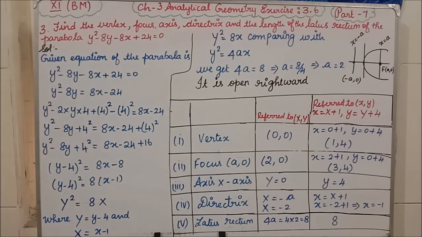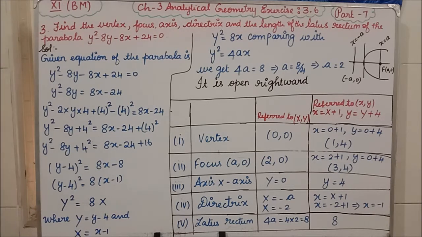Listen to the question. Find the vertex, focus, axis, directrix and the length of the latus rectum of the parabola y square minus 8y minus 8x plus 24 is equal to 0. Students, they have given the equation. We have to find the vertex, focus, axis, directrix and length of the latus rectum. Everything we have to find.